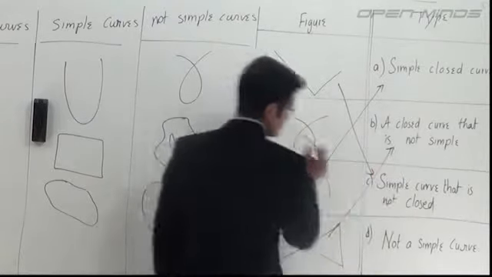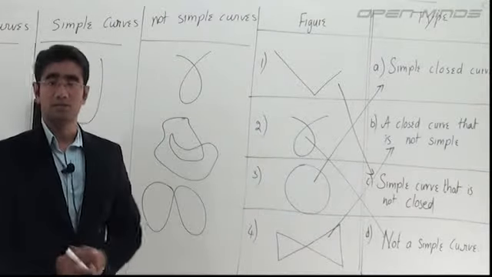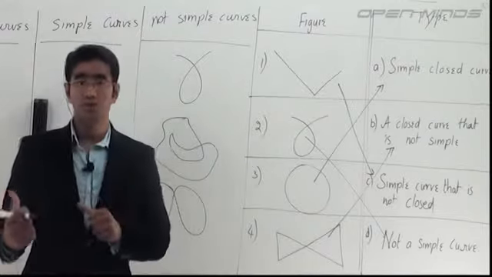Definitely the last one left out, this one is not a simple curve just because it is crossing. So now we understand. It's pretty simple, right? So have this knowledge to solve this thing.